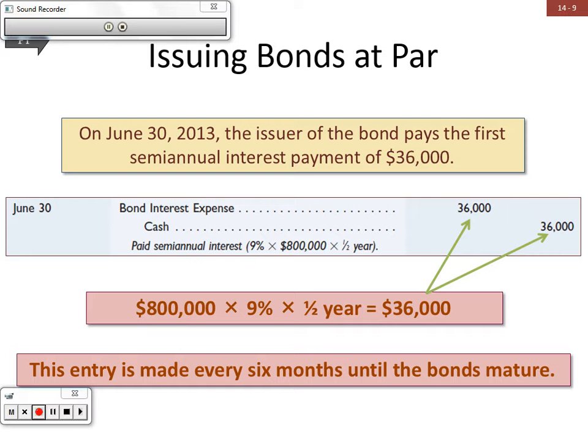interest rate of 9%. And because you're paying it in June, only 6 months have lapsed. That's half of a year, right? So multiply that times half to get the first interest payment June 30th of $36,000. And that's also going to be the same interest payment that's going to be paid December 31st.